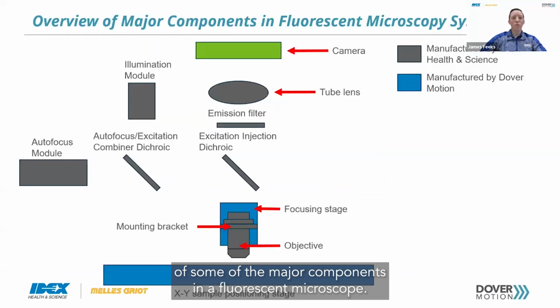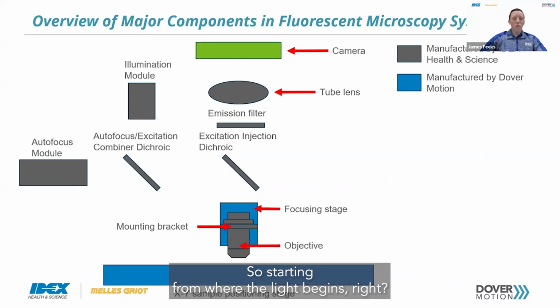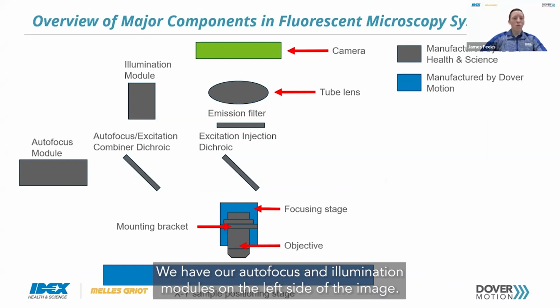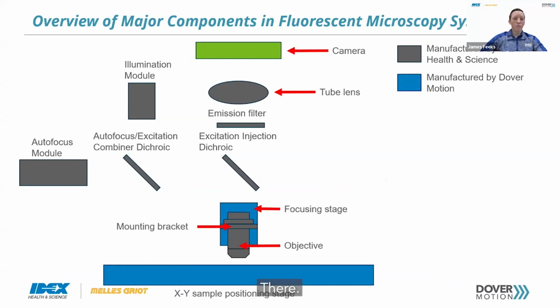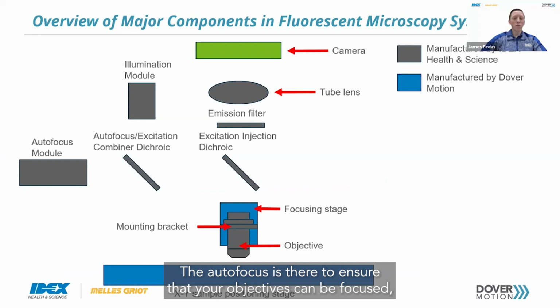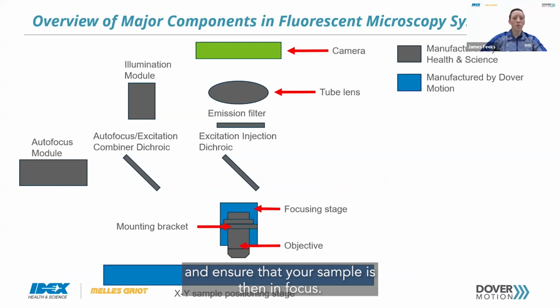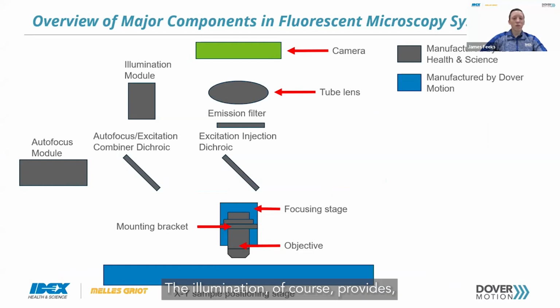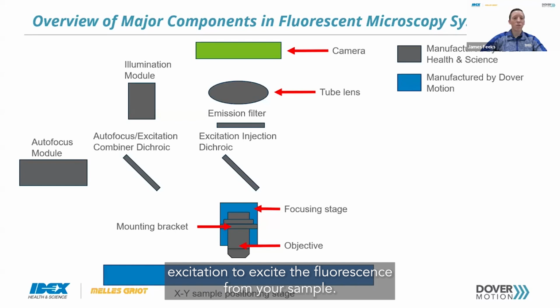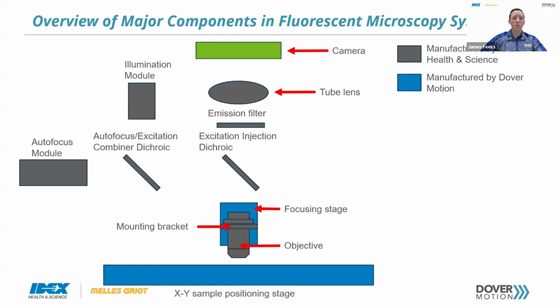I'll go into a few of those topics, but first I just wanted to cover an overview of some of the major components in a fluorescent microscope. Starting from where the light begins, we have our autofocus and illumination modules on the left side of the image. That autofocus is there to ensure that your objective can be focused and that your sample is then in focus. Illumination, of course, provides excitation to excite the fluorescence from your sample.